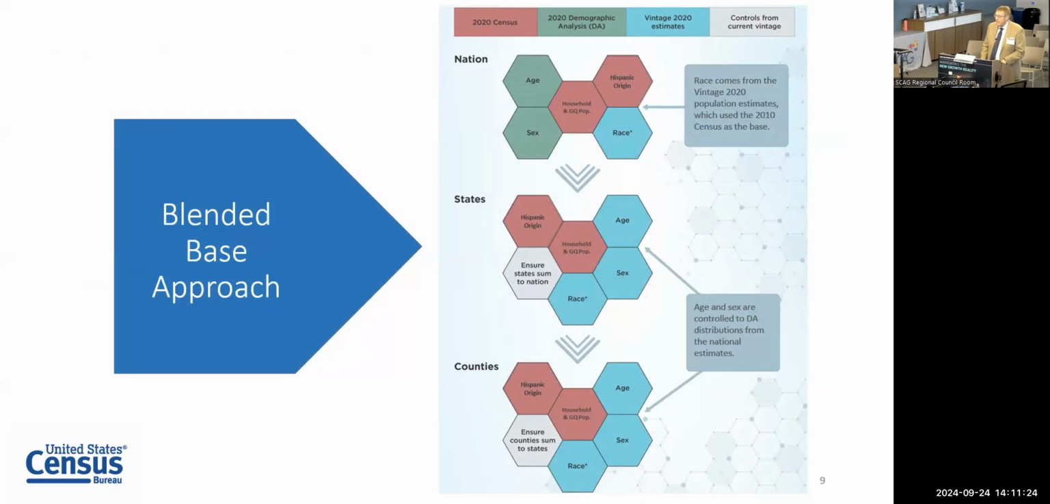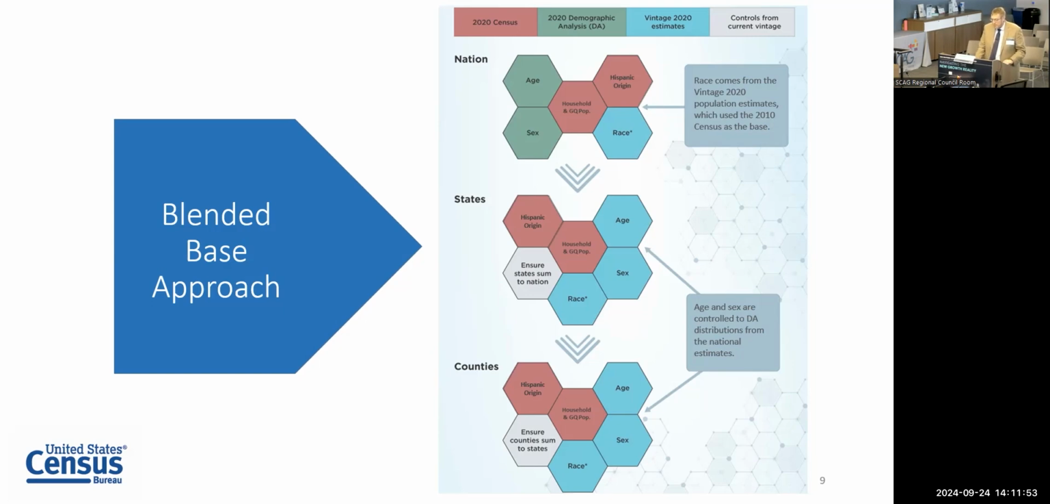So I mentioned the blended base. This was a really big thing for us. It was a new thing for us. Like I said, in the past, we would have just taken the most recent census, and that would have been what we used for the base population. Because of delays that happened during processing the 2020 census, also because of implementing a new disclosure avoidance approach, differential privacy, we needed to come up with something different. So we used the blended base.